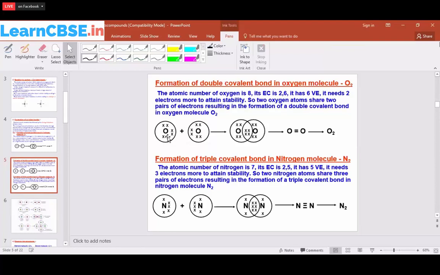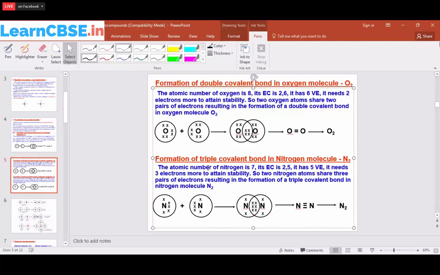So this is an oxygen atom. It has 6 electrons in the outermost shell. This is another oxygen atom. It also has 6 electrons in the outermost shell. This oxygen also needs 2 electrons, and this oxygen also needs 2 electrons. So these 2 electrons it has to share, and these 2 electrons it has to share. Finally it will share 4 electrons in total. So it makes a double bond between the two oxygen atoms and forms O2. Again, oxygen is also a diatomic molecule.